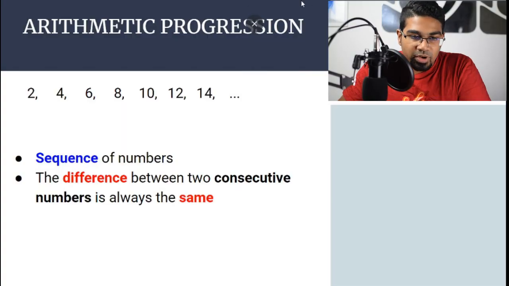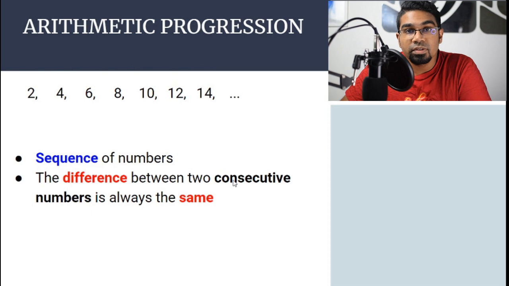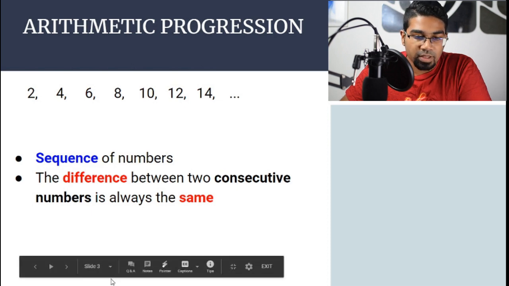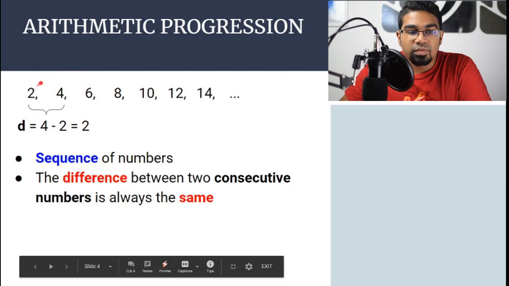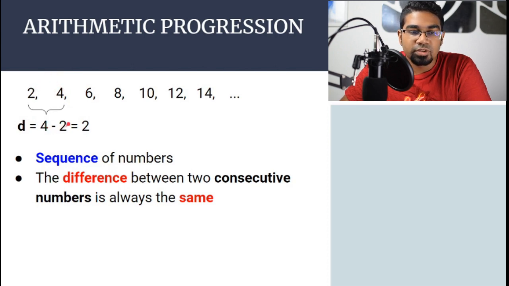An arithmetic progression consists of a sequence of numbers. It's basically just an arrangement of numbers in a specific order where the difference between two consecutive terms is always the same. The two consecutive numbers, when we take the difference, will always yield the same value. For example, the first two terms, 4 and 2. The difference between 4 and 2 is 4 minus 2, which is 2.